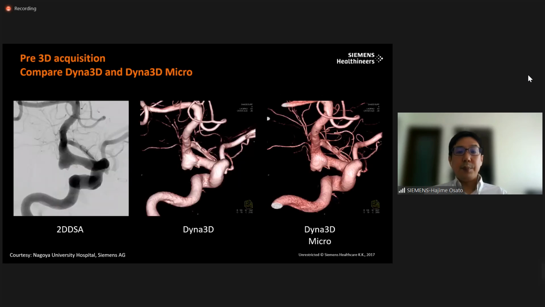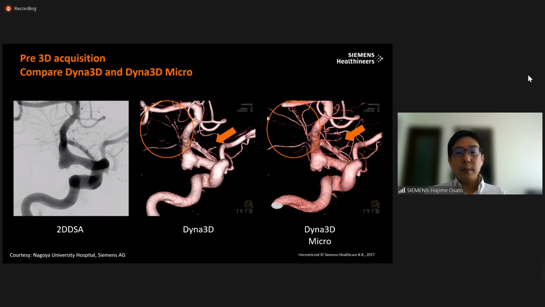So this is a sample of Dyna3D. We can see the vessel shape with volume rendering visualization, right? Dyna3D Micro is our high resolution mode, so the visualization is a bit different from the normal mode. This is the high resolution mode, and this is the normal Dyna3D. We can see the fine distal vessels on the micro image. It is very close to the 2D DSA image.